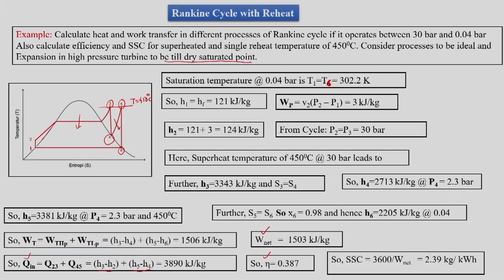We know W net, so 3600 by W net gives the specific steam consumption. So this is how we can solve an example for a reheat cycle.